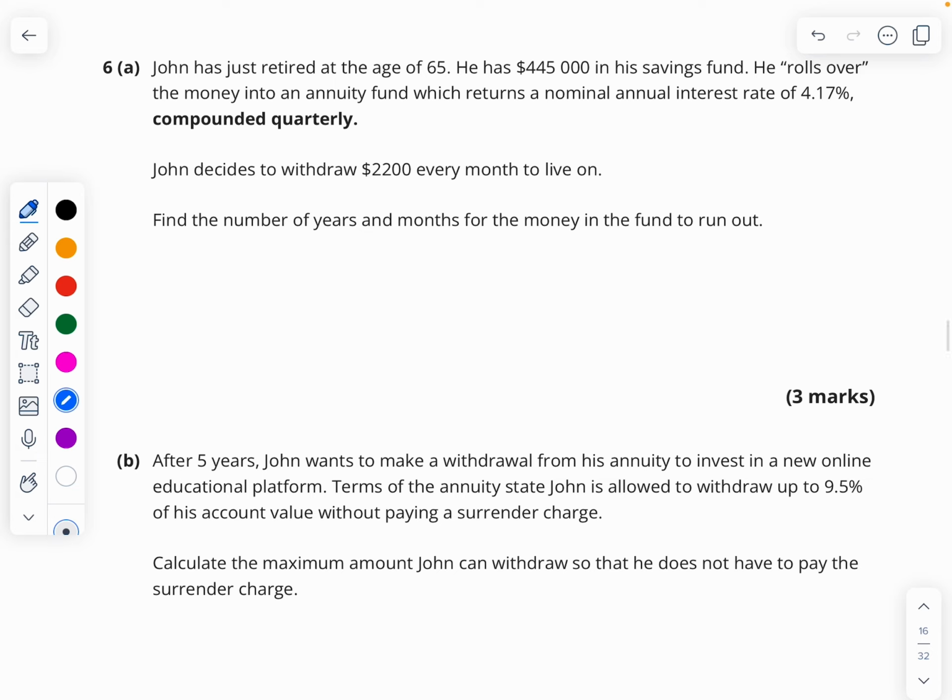Question number 6. John has just retired at an age of 65. He has 445,000 in his savings fund. He rolls over his money into an annuity fund, which returns an annual interest rate of 4.1%. So n we have to calculate, find the number of years, and he decides to withdraw 2,200. So n I have to calculate.